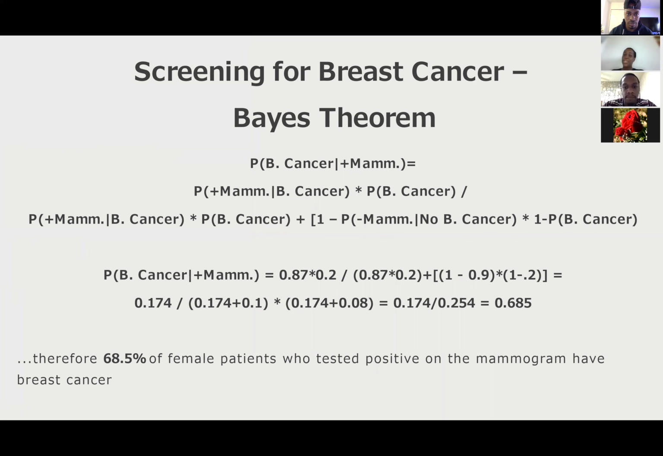All right, so we're looking at the same question, and we're actually going to solve this time using the Bayes theorem.